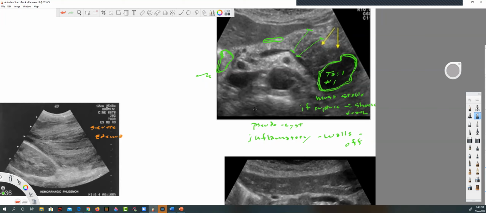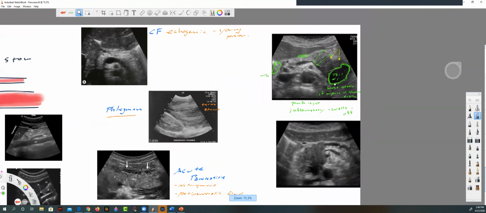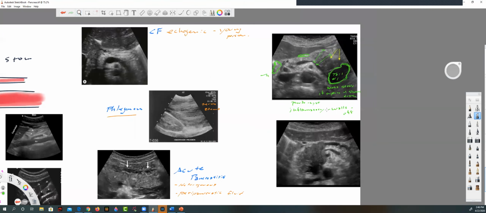And the other thing I wrote down is that the book went into all these different appearances. It has a varied appearance. It could be completely cystic and anechoic. It could be almost solid looking. It really depends on exactly what's filling it up, how much blood is in the cyst versus how much just pure juice and enzyme.